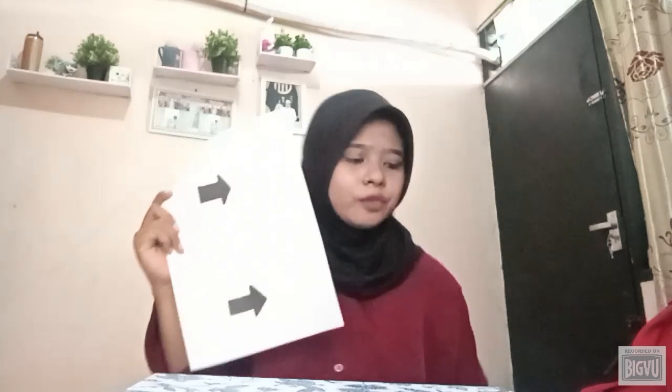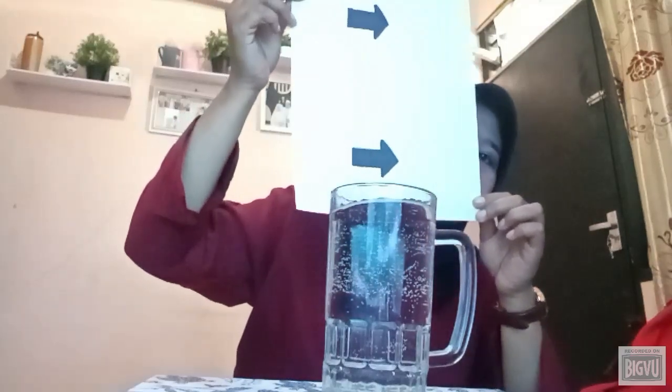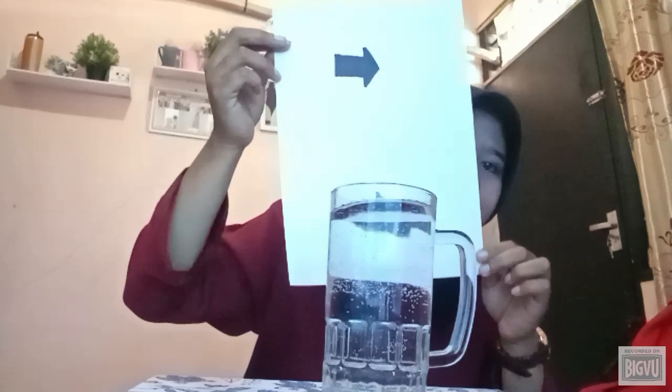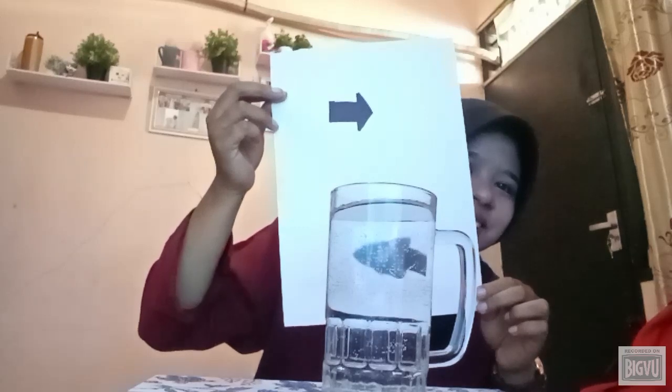Okay, now for the next step, slowly lower the paper behind the glass of water. Look through the glass of water and observe what happens. Okay, like this. You can slowly lower the paper behind the glass of water. Yes, initially we drew two arrows in the same direction, one above the other.